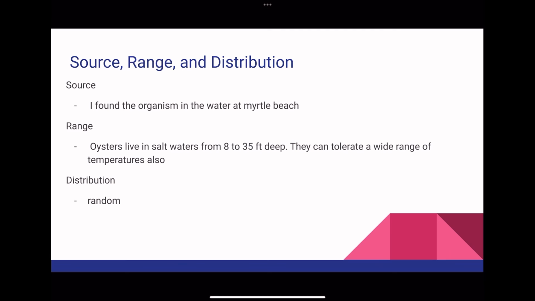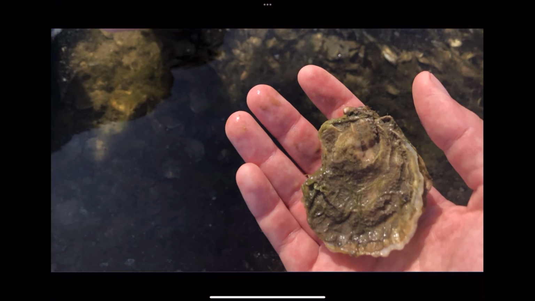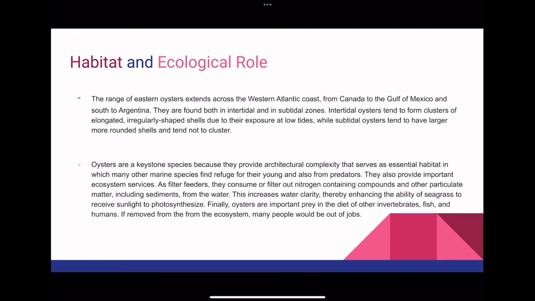Source, range, and distribution. Source: I found the organism in the water at Myrtle Beach. Range: oysters live in salt waters from 8 to 35 feet deep. They can tolerate a wide range of temperatures also. Distribution: random. Habitat and ecological role. The range of eastern oysters extends across the western Atlantic coast, from Canada to the Gulf of Mexico and south to Argentina. They are found both in intertidal and subtidal zones.